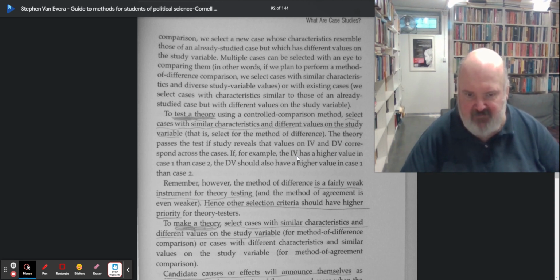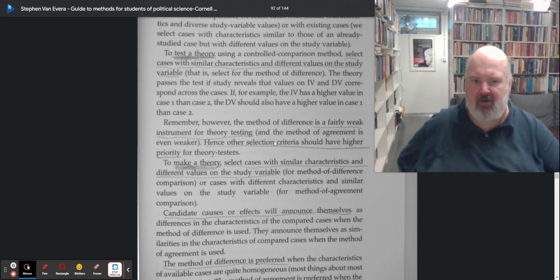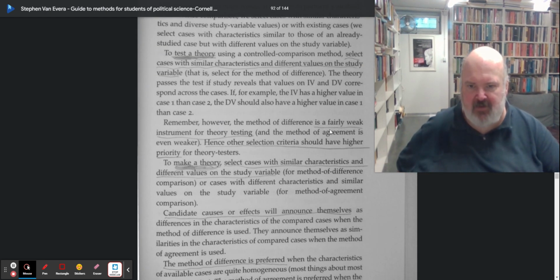If, for example, the IV has a higher value in case 1 than case 2, the DV should have a higher value in case 1 than case 2. Remember, however, the method of difference is a fairly weak instrument for testing theories, and the method of agreement is even weaker. Hence, other selection criteria should have higher priority for theory testers.